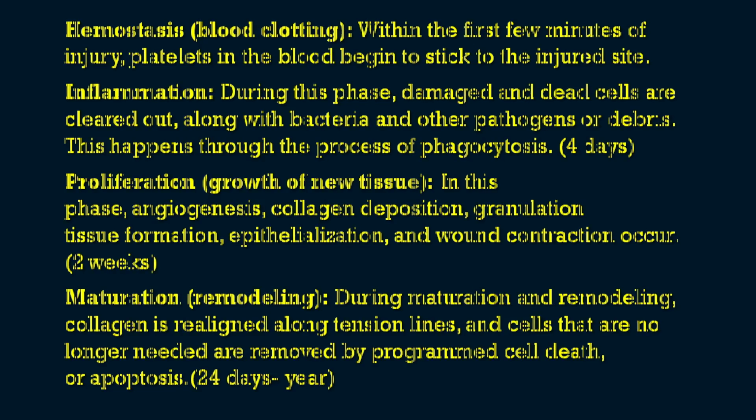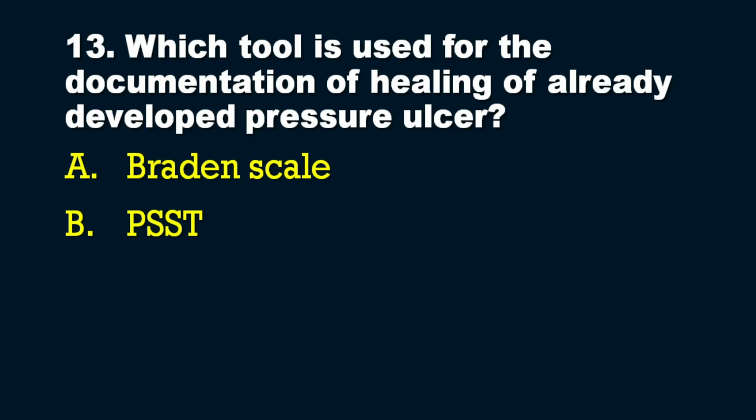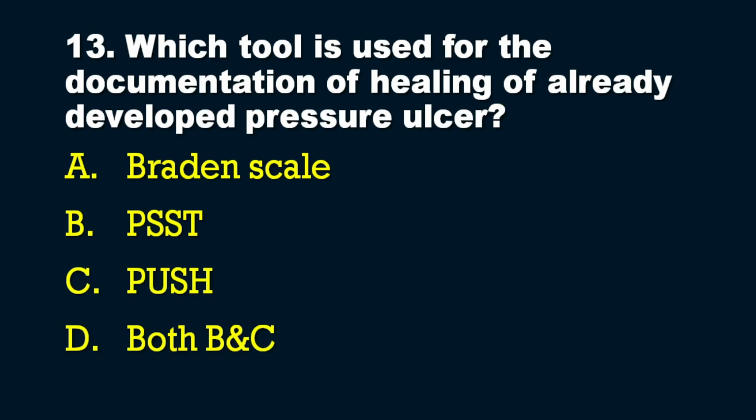Okay, so with that informative question, we will be moving to the next question in our series, the 13th question. The question is, which tool is used for the documentation of healing of an already developed pressure ulcer? From the question, you should be very careful that here the bed sore has already developed. So to know the degree or the healing status of the pressure sore, which tool is used? Don't be confused. The options are: option A, the Braden scale; option B, PSST; option C, PUSH; and option D, both PSST and PUSH.